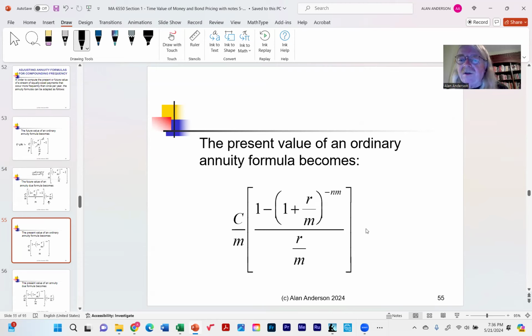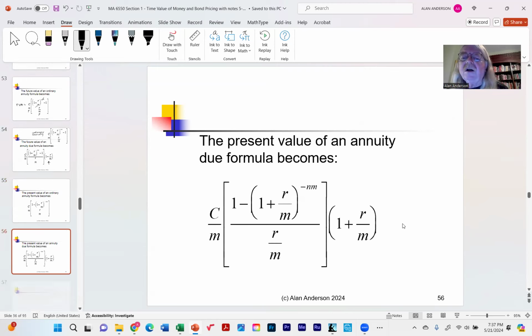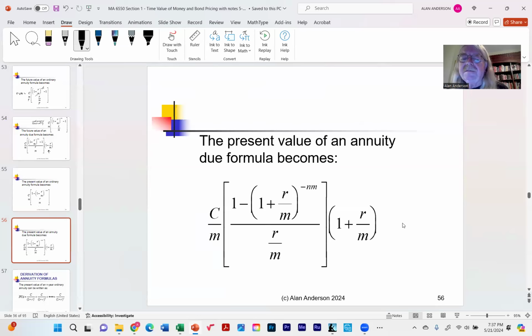And now again, if you want to turn this into an annuity due, you're going to multiply by 1 plus R over M. Okay. That's how you would adjust for, let's say, monthly payments. And it will make a difference. Okay. It's important to keep track of how frequently these payments do take place.